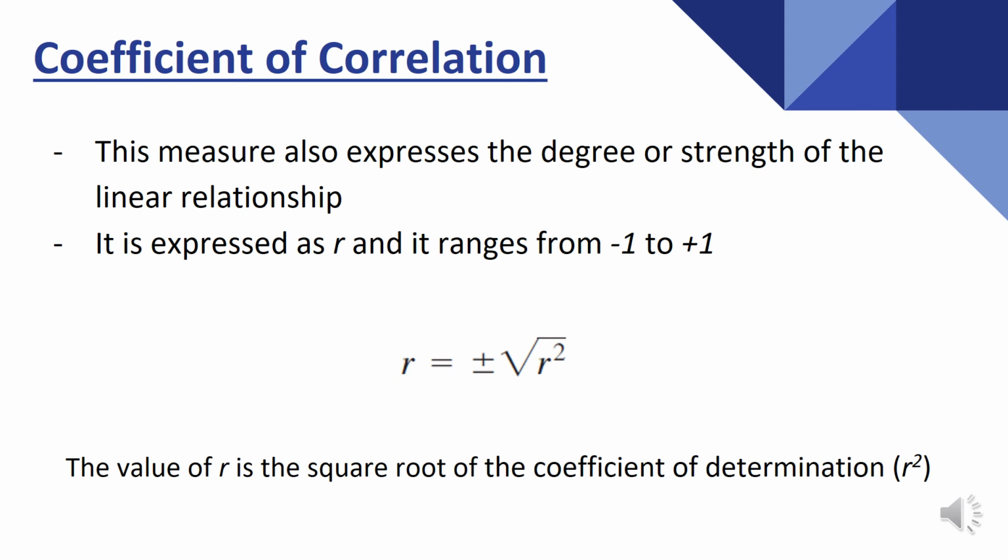It is usually expressed as r and can be any number between and including positive 1 and negative 1. As we can see, the value of r is the square root of r squared, or the coefficient of determination. Please note that it is negative if the slope is negative and it is positive if the slope is positive.